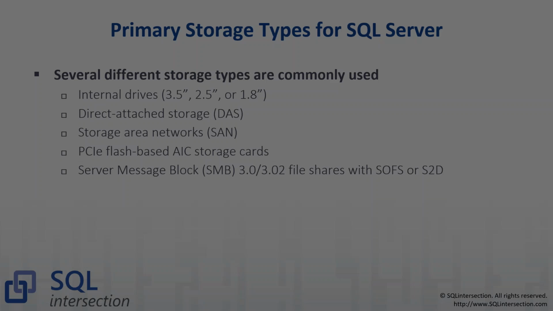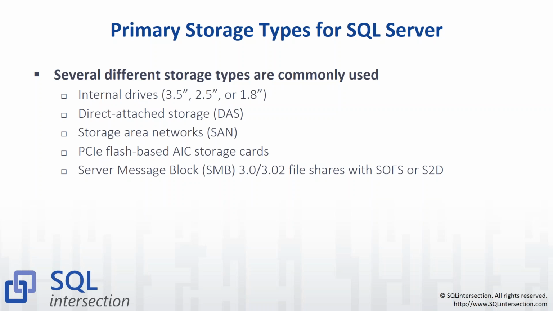All right, so there's 5 primary storage types that are commonly used for SQL Server. So we're talking internal drives, direct attached storage, storage area networks, PCIe flash-based add-in storage cards, and then SMB file shares with either scale-out file servers or storage spaces direct. That's what these acronyms are over here. So those are the 5 main things that people usually use for SQL Server storage.